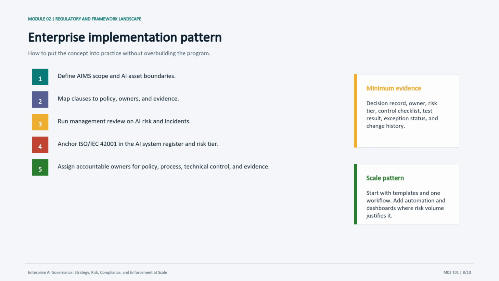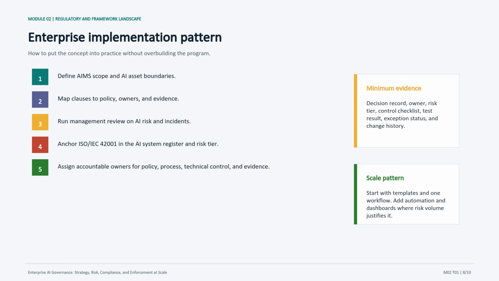The implementation actions here include define AIMS scope and AI asset boundaries, map clauses to policy owners and evidence, and run management review on AI risk and incidents. I would ask learners to identify which step is policy work, which is process work, which is technical control work, and which creates audit evidence.